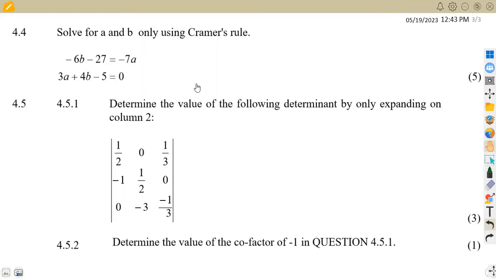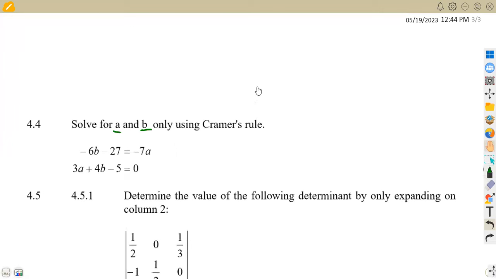So in this platform, we shall be having past exam papers on revisions. The first part that we are having, we are given to solve for A and B only using Cramer's rule. So in this case, we are supposed to apply Cramer's rule in order for us to solve for A and B. All right, so we are given the two equations.